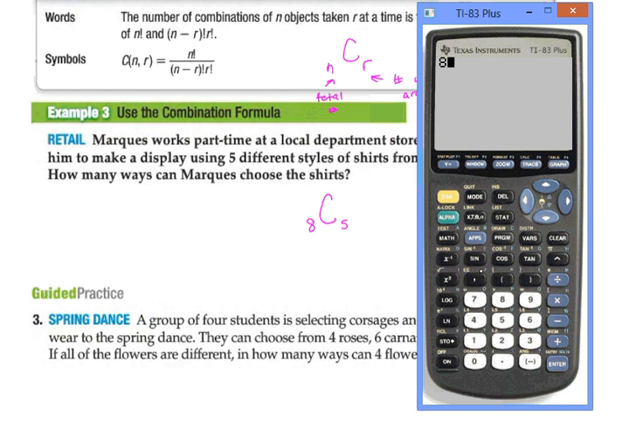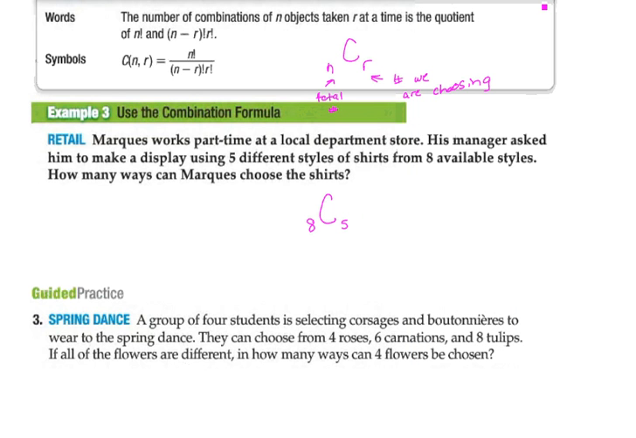I have 8 to choose from. This is a probability combination, so I'm going to hit 3, and 5 choices. I have 56 ways that I can choose. Okay, we could use that formula and get the same. We can use the calculator and get the same. So go ahead and try guided practice 3.